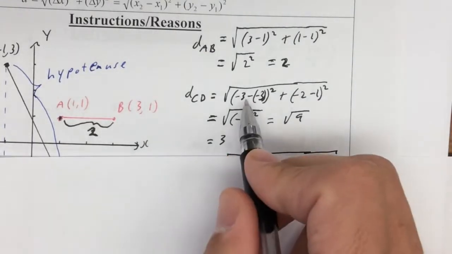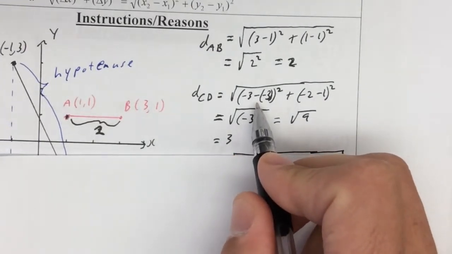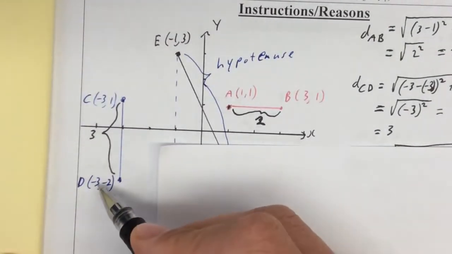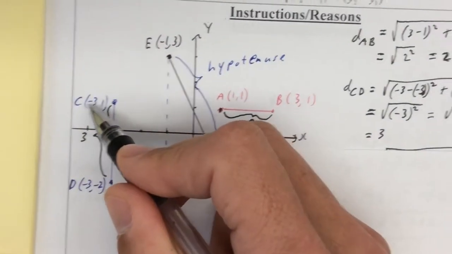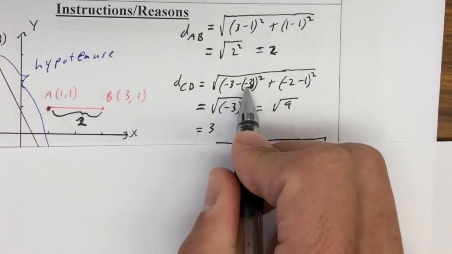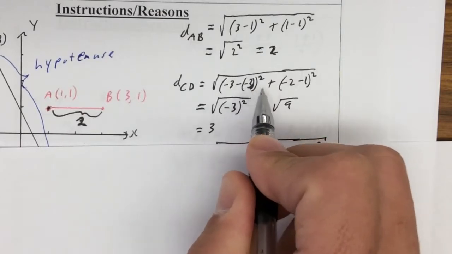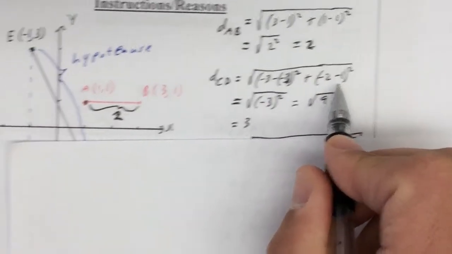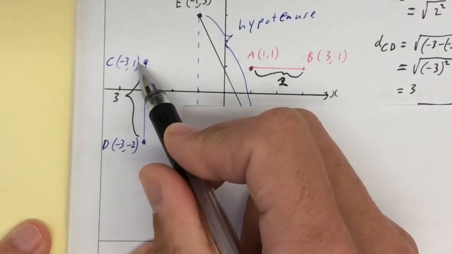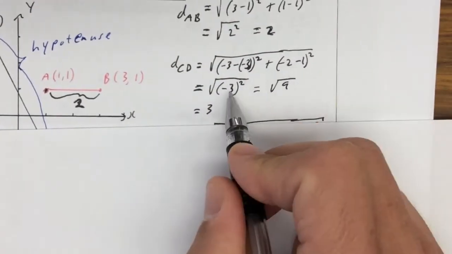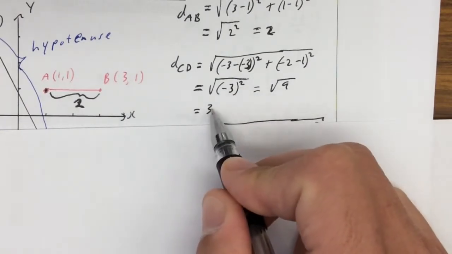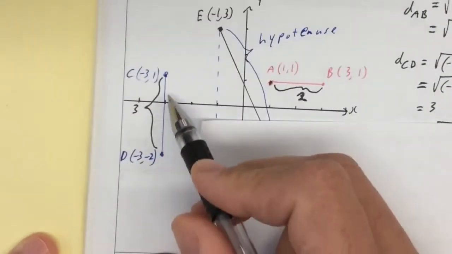So let's go over here. The distance is going to be negative 3 minus negative 3. So negative 3, which is the x, minus negative 3, and that's just going to be a plus. So negative 3 plus 3 is 0. 0 squared is 0. And then negative 2 minus 1, which is the y, gives me a negative 3. Negative 3 squared is 9. The square root of 9 is 3, and that gives us the right length for that.